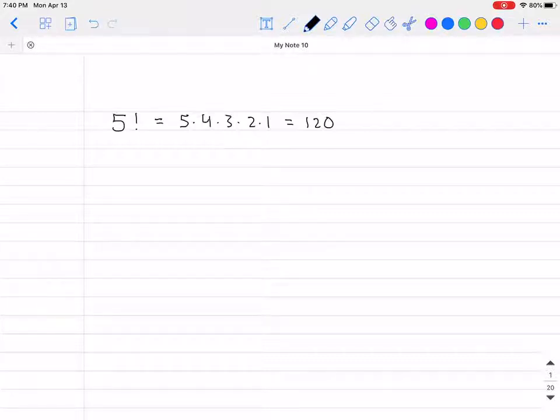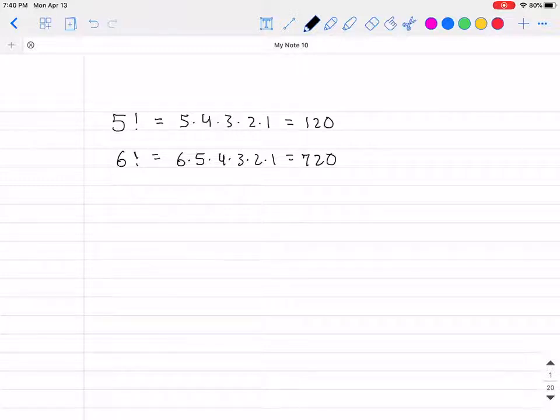By the way, most, if not all, scientific calculators should have a factorial key, so it would be nice for you to be able to find it before you start doing the work that you have to do. Another example: if I have 6 factorial, then that would be equal to 6 times 5 times 4 times 3 times 2 times 1. After multiplying everything out, that is 720. So that is the general idea behind it.